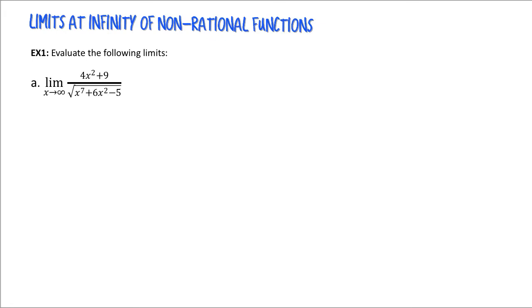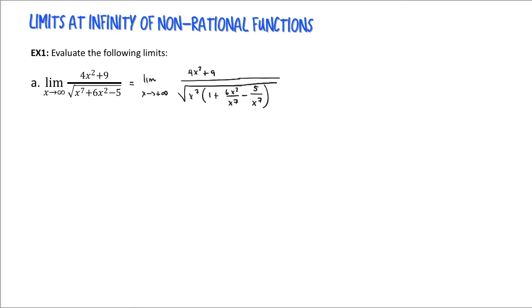So every time that you have a non-rational expression and one where a radical is involved, what I want you to do is to look at the polynomial inside of the radical and to factor the largest term, the largest power. Here the largest power is x to the 7th. Let's factor that out. So if we do that, we're going to have the limit as x approaches positive infinity of 4x squared plus 9, that's not going to change right now, divided by the square root of x to the 7th times the bracket 1 plus 6x squared over x to the 7th minus 5 over x to the 7th. Close brackets and always extend the radical.